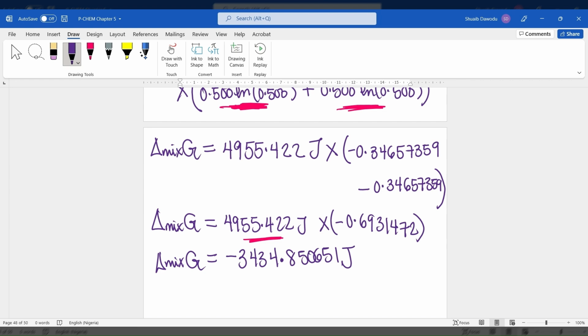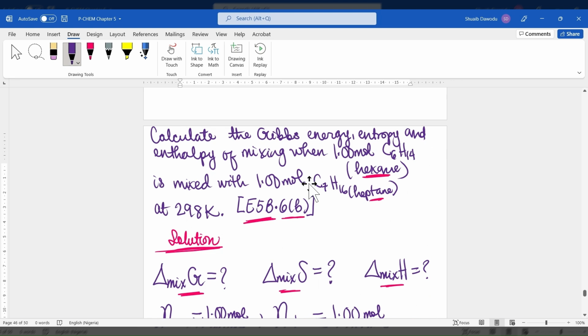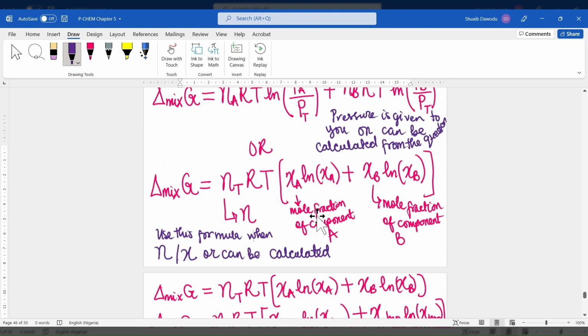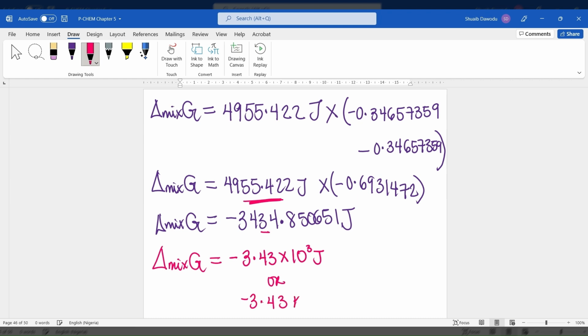But of course, we are scientists. We have to put our work in the proper number of significant figures. So we have to go back to our question and see the lowest number of sig figs. The lowest number of sig figs in this particular question is 3 sig figs. So our final answer has to be written in 3 sig figs. So change in Gibbs energy of mixing just ends up becoming negative 3.43 times 10 raised to the power of 3 joules, or negative 3.43 kilojoules. And this is basically the answer to the Gibbs energy of mixing.